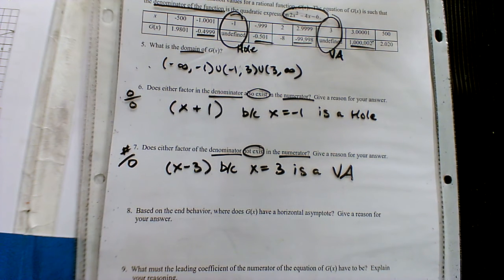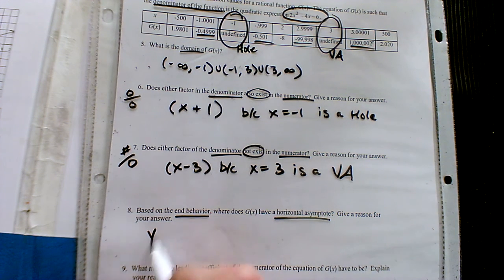Looking good. All right, based on the end behavior, looking at the really far left and right of the table, can we try to think about where a horizontal asymptote might be? Where we might level off. You see it, Emma? Yeah? Y equals 2. Because?